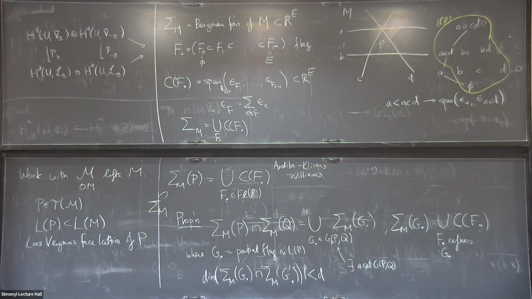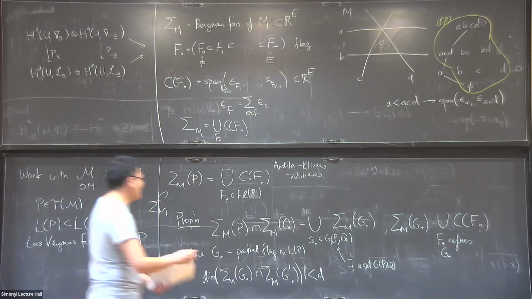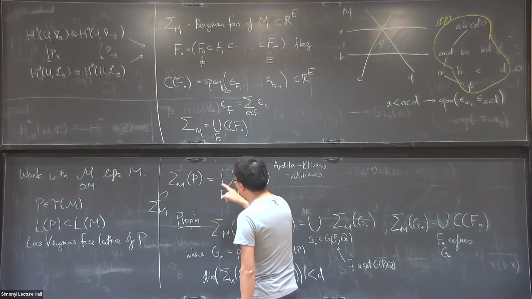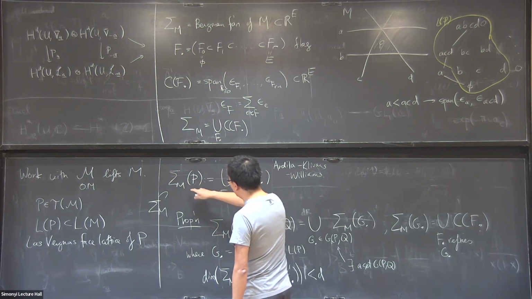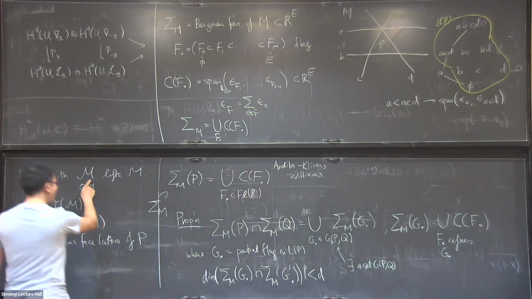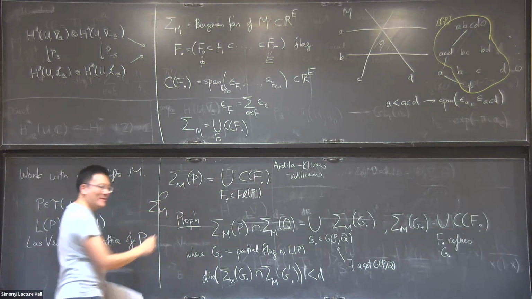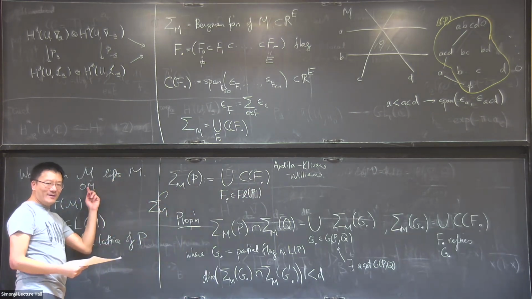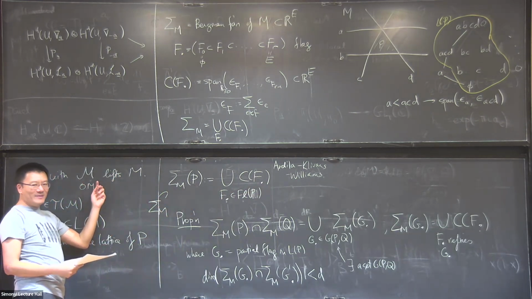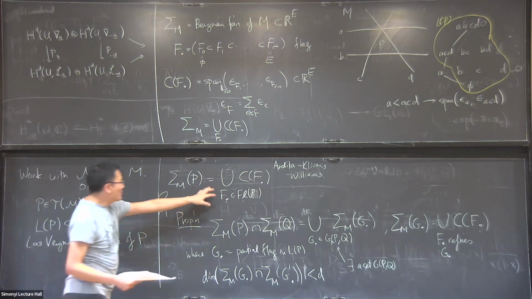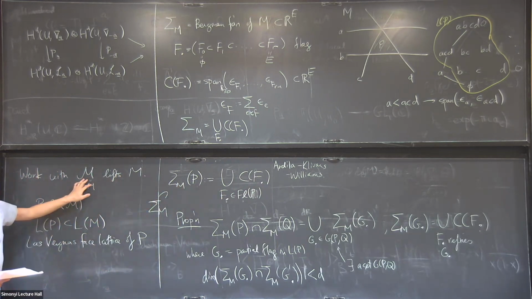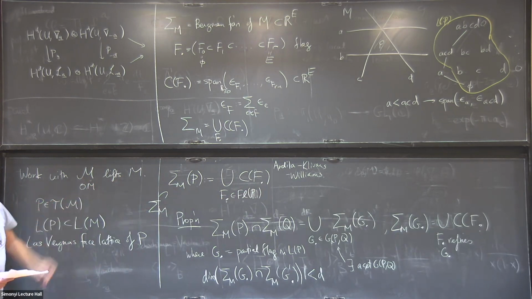The name of sigma P is the positive part of sigma. What was the name of this object? I think it's called the positive Bergman fan. Usually you pick M to be an acyclic oriented matroid and P to be the positive tope in this oriented matroid, and then you would call this thing the positive Bergman fan of the oriented matroid.